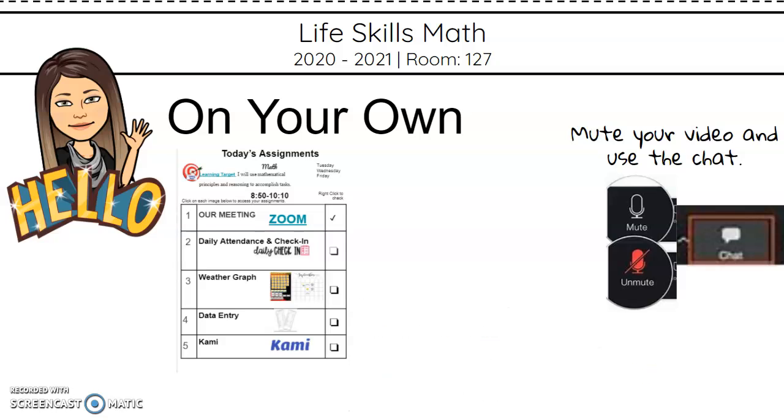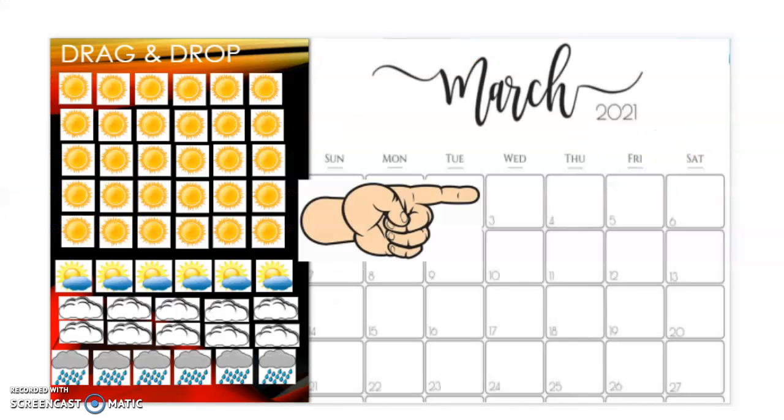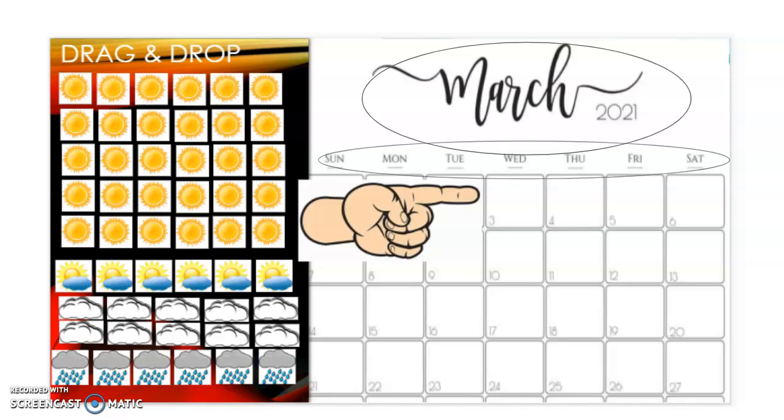The next item on your schedule is your weather graph. So you're going to click on the image of the weather graph, and it's going to take you straight to your weather graph. Make sure that you have found the correct month, the correct day, and the correct date. Once you do that, you're going to drag over the correct weather icon that represents the weather outside and place it on the correct date.